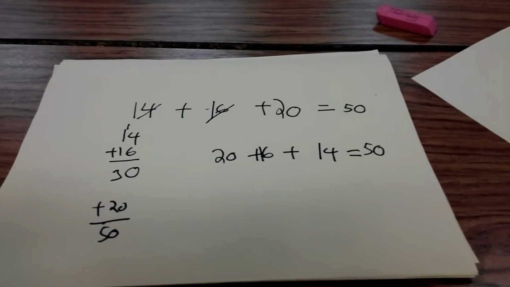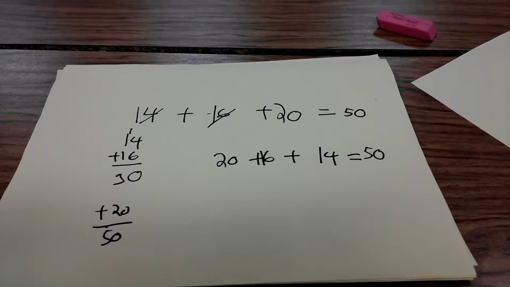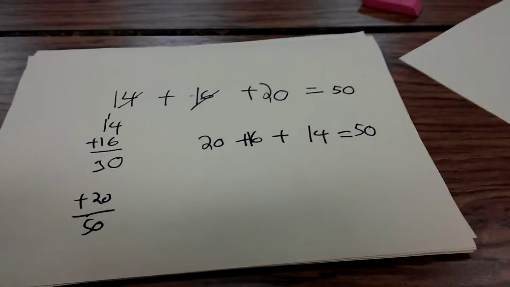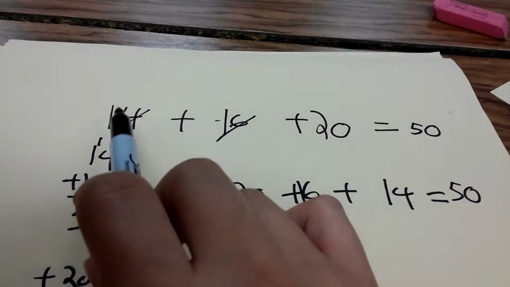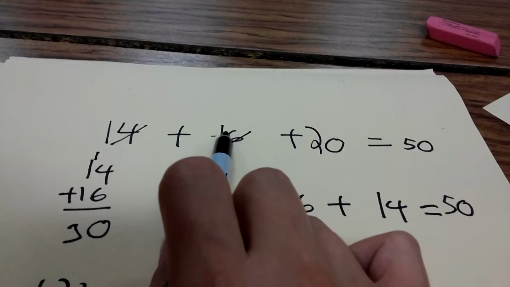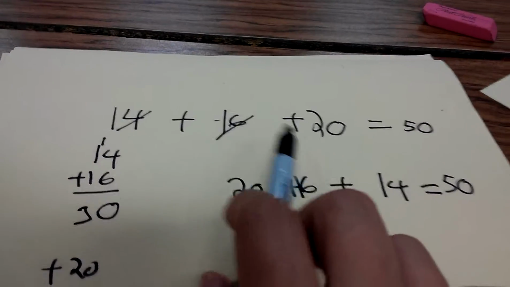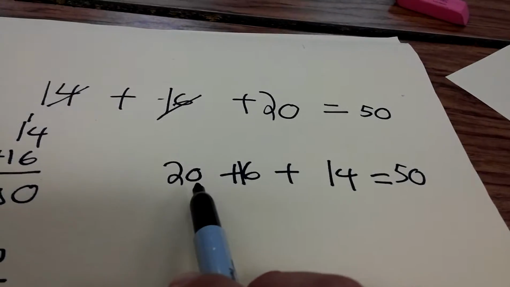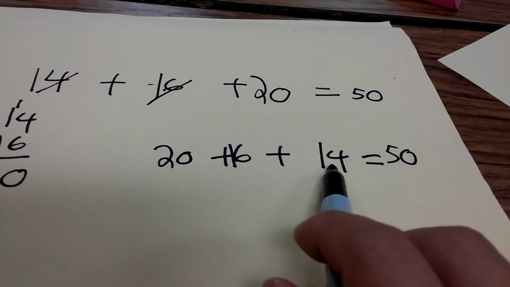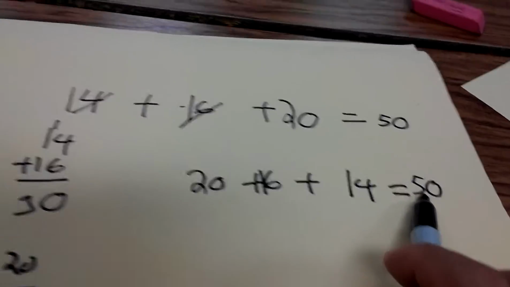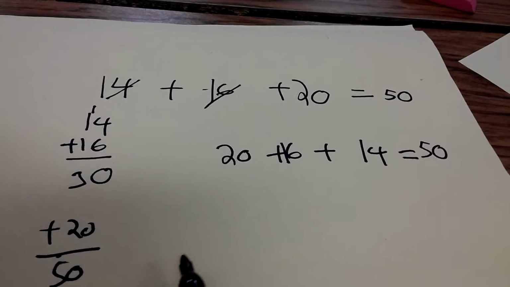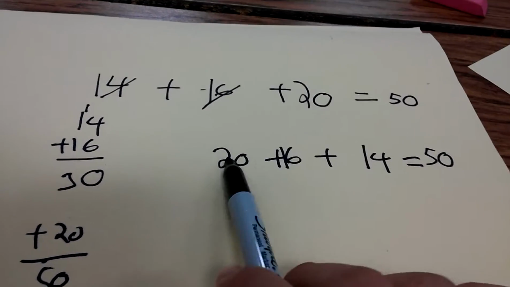The commutative property of addition says that it doesn't matter which way you add up numbers, they're going to be the same. What I mean by that is, if I add 14 plus 16, which I did over here, and then I add 20, it equals 50. But if I add 20 plus 16, and then add 14, it's also going to equal 50. So the point of the commutative property is that it doesn't matter which way I add up three numbers, as long as I add them up.